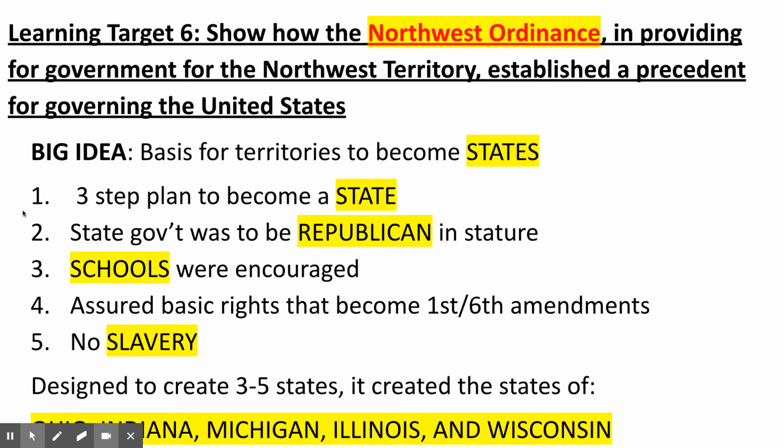Good. Next learning target. Show how the Northwest Ordinance, in providing for the government of the Northwest Territory, established a precedent for governing the U.S. Okay, so before again, I'm going to put this slide back up here, but if you look in the green on this nice blurry map, that's the Northwest Territory. That's what the ordinance is about.